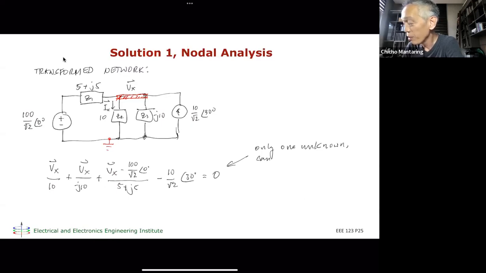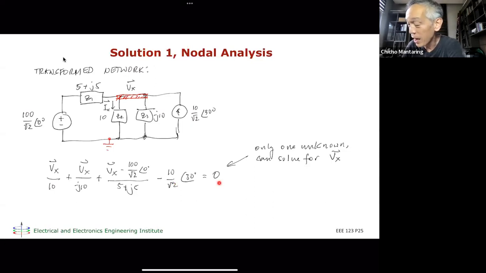So, we can solve for V of x. You can just practice that on the calculator, the solving for V of x. You just isolate V of x. Actually, it's easy.